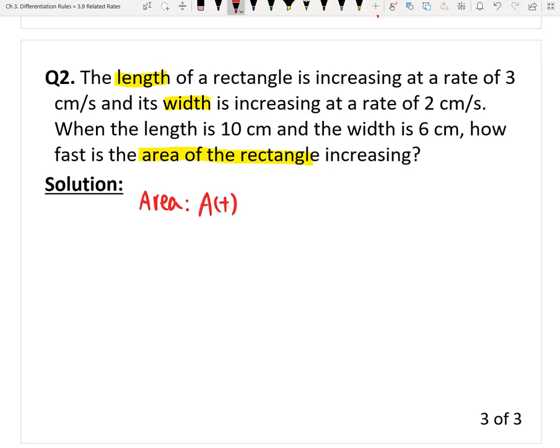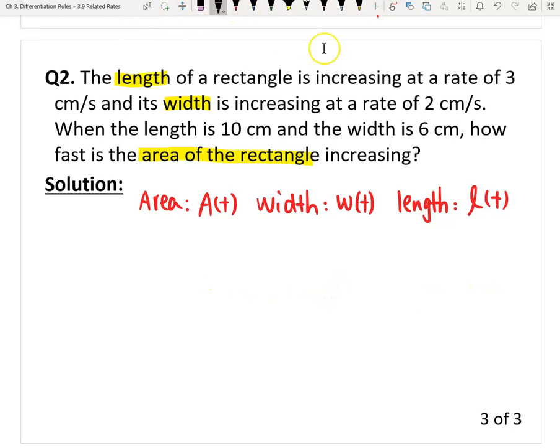Okay. And then we have the width. How wide is the rectangle? The rectangle should be, let me use W(t). Is okay, right? And we have one more, which is the length. Let me use L for the length, so we have L(t). All depend on the time t.